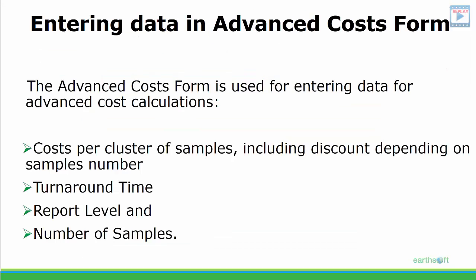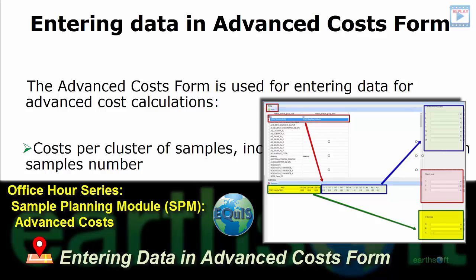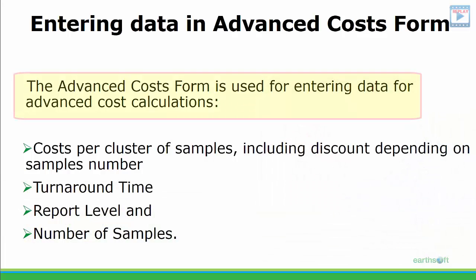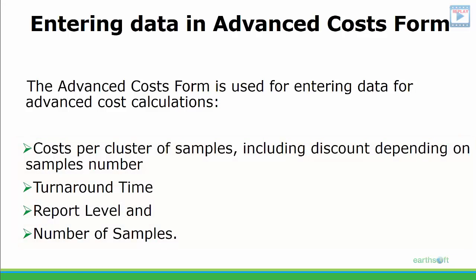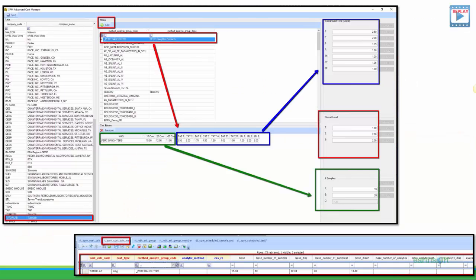So now we're going to be talking about entering data in the advanced costs form. So basically the advanced cost form, which can be found in SPM and which I'm going to explore, is used for entering data for these advanced cost calculations. And we are dealing with costs per cluster of samples, which include the discount depending on the sample's number, turnaround time, report level, and number of samples. And just to make a little bit more sense of that, I would just jump here.